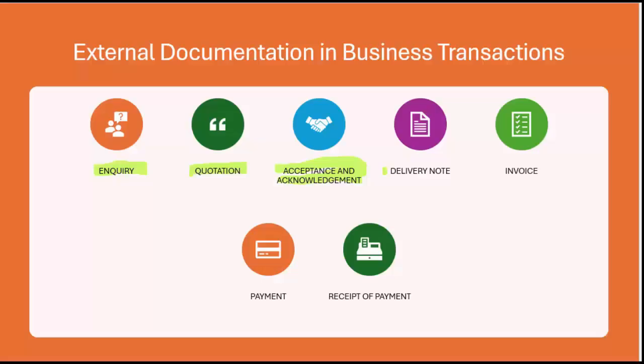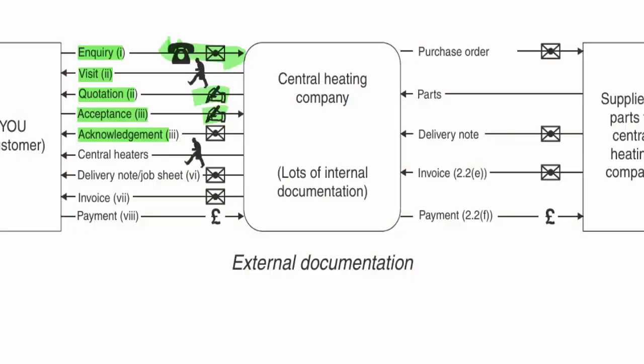4. Delivery note document. Once the heating system has been installed, the company staff will ask you to sign a delivery note. This serves as proof that the system has been delivered and installed to your satisfaction. Scenario: after the installation is complete, the company asks you to sign the delivery note, confirming that the installation was done properly and that you have received the system.